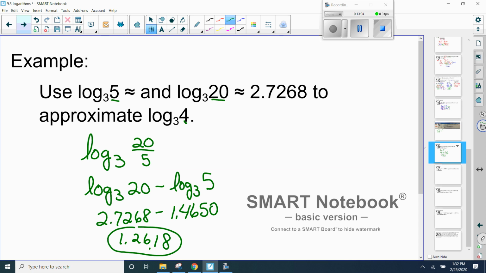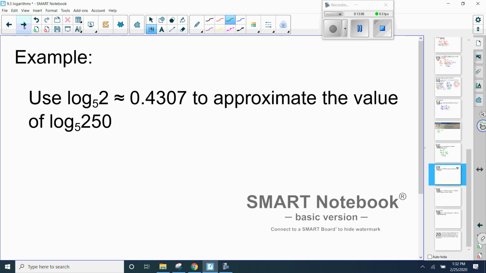Alright, put your calculators up. And we're going to look at another example. What about this one? Use log base 5 of 2 and approximate the value of log base 5 of 250. Now you've got to be a little creative. How can I get 250 using just 2 and base 5 powers? 2 and 125. You're correct.